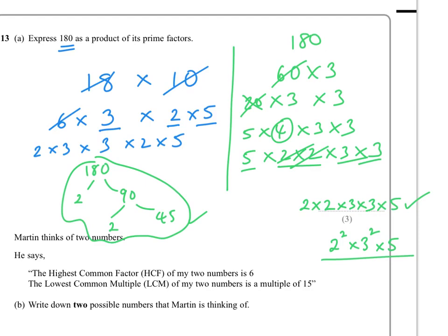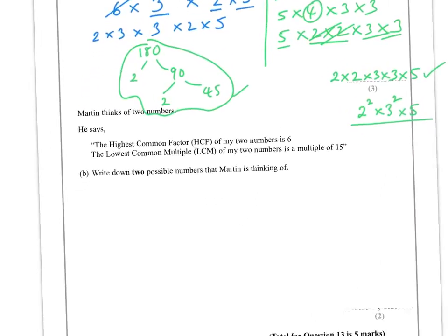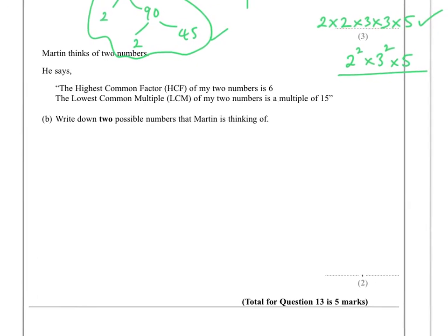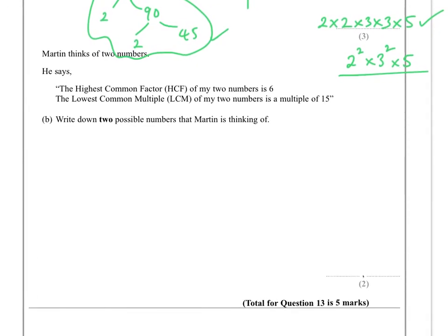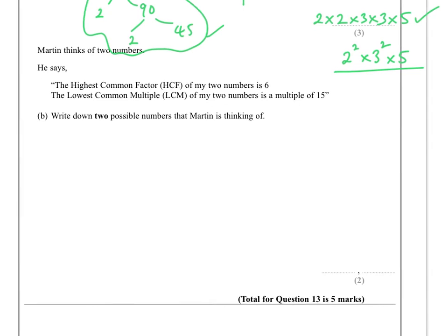Now let's have a look at the next part. Martin thinks of two numbers. He says the highest common factor of my two numbers is 6, and the lowest common multiple of my two numbers is a multiple of 15. Write down two possible numbers that Martin is thinking of.